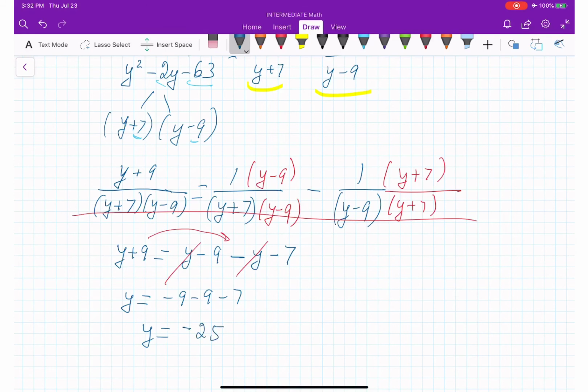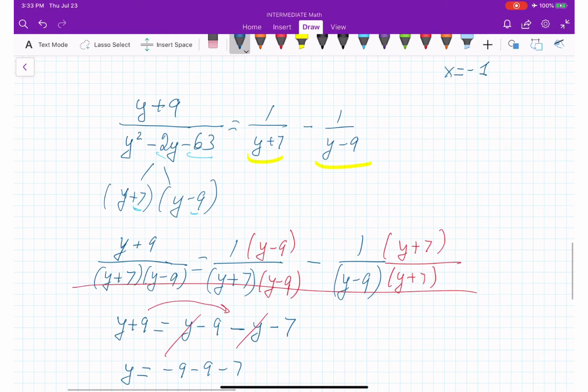If any of you, let's say you solved it and you are hesitating, if you don't know if you solved it right or wrong, you can plug it into the original equation and you should get exactly the same number on the left side and on the right side. That means you solved it correctly. Okay? Next one.